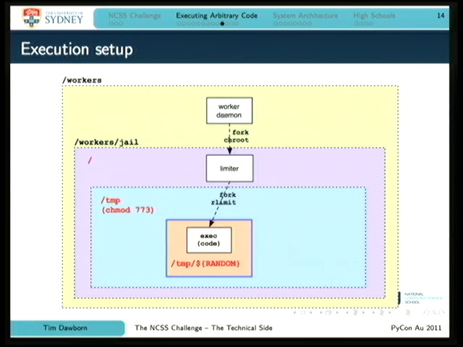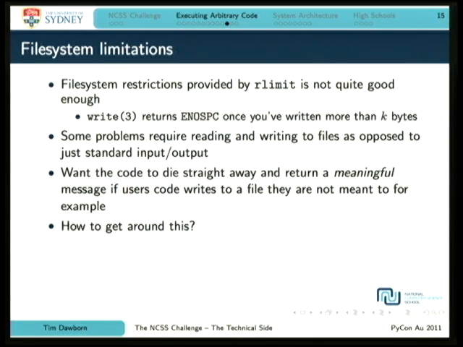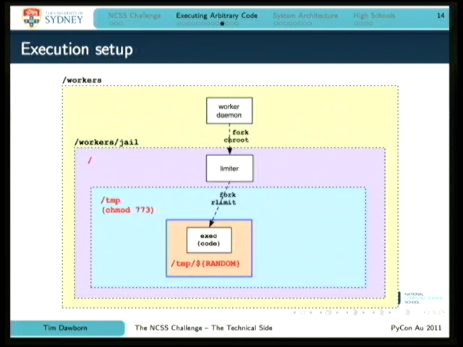We then create, each daemon has a unique UID and GID with no read and write permissions to anywhere apart from /temp/$random. And then the user's code is exec'd into /temp/$random, or that particular random directory. So this setup works well for everything apart from file system restrictions.